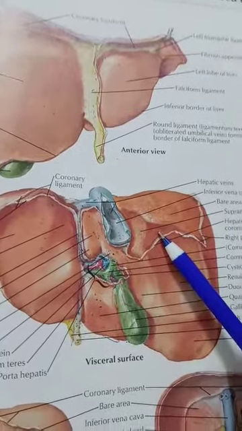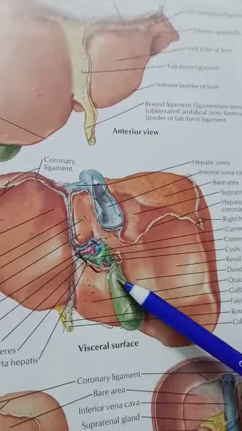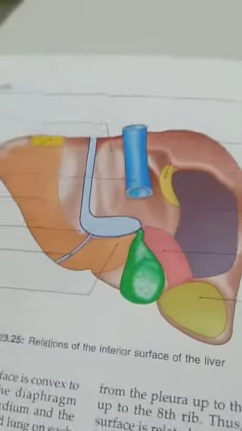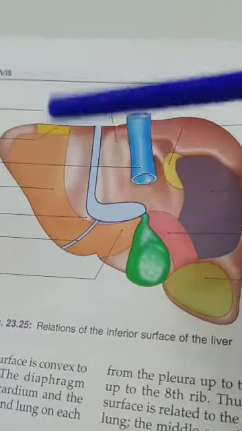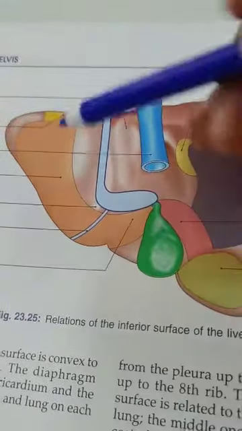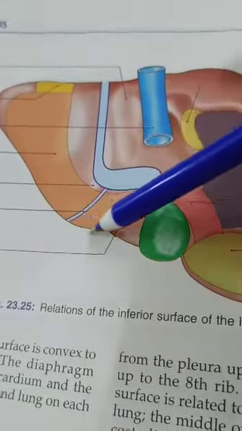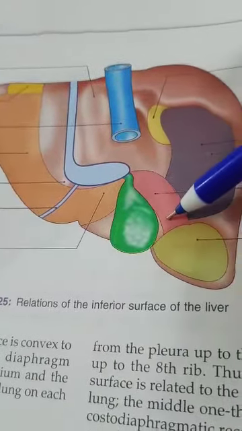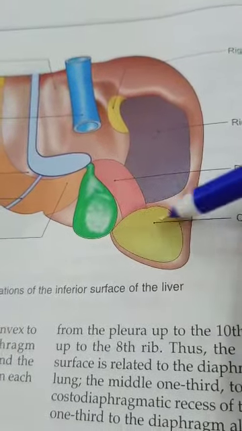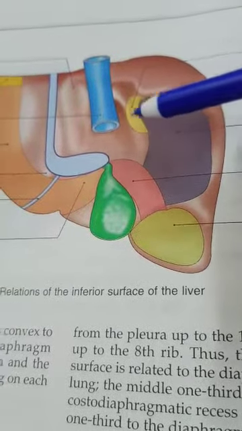So these are the relations, and here we can see this is our gallbladder. These are the main relations of the liver. You can see in this picture also, this is the left side, this is the right side. This portion is related to the esophagus, then comes the stomach, that is the gastric region, here comes the duodenum, in between comes the gallbladder, this is the colic region, colon, here comes the right kidney, and this is the right suprarenal gland.